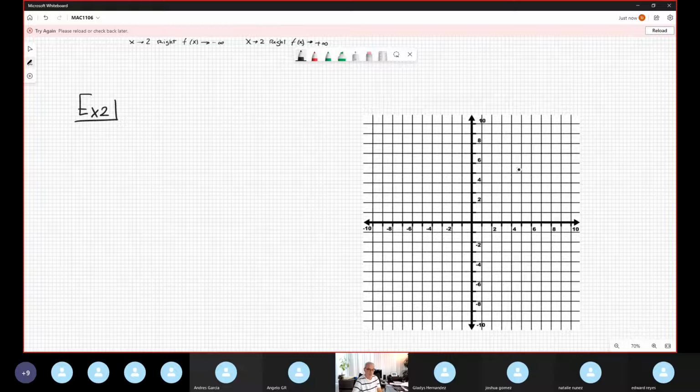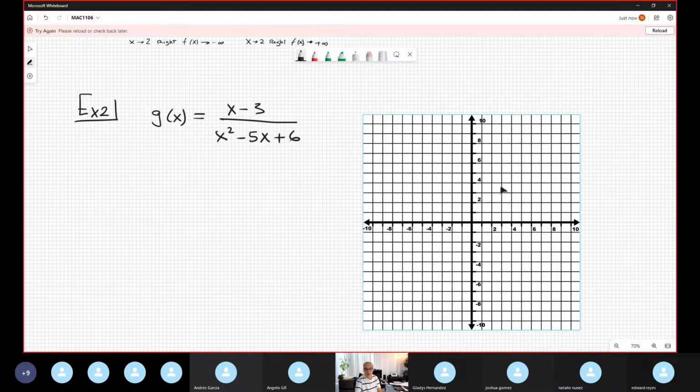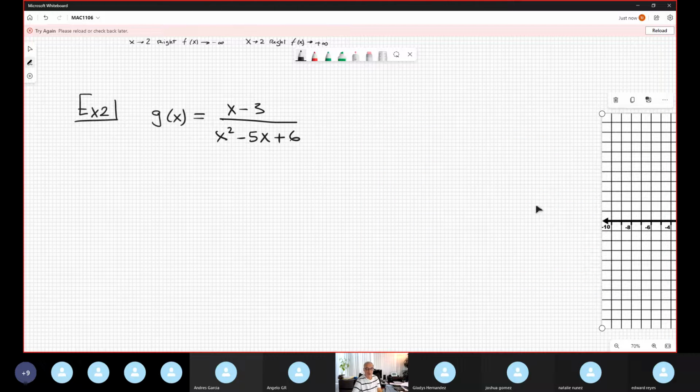Is the function g equal to (x minus 3) divided by (x squared minus 5x plus 6). Okay, so the degree of the polynomial on the top is 1, linear. The degree of the polynomial on the bottom is 2, quadratic. Okay.